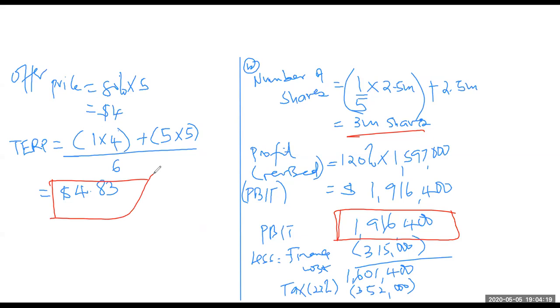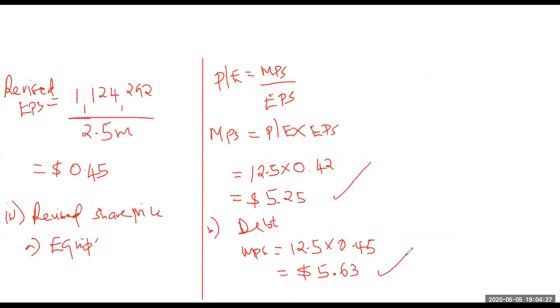Okay, those are the two methods. They are good to finance the company. Why? Because the share prices of 5.25 and 5.63 are higher than the 4.83 we had for the theoretical ex-rights price. That's really good. That's the first bit you need to discuss.